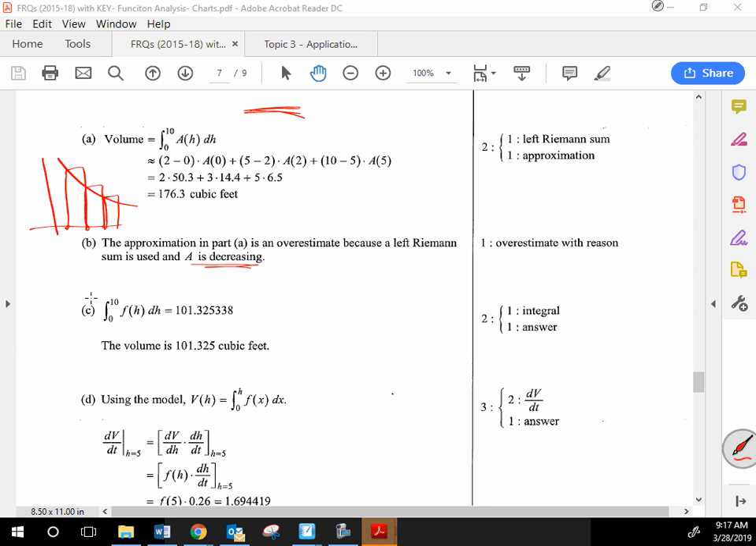Okay, do we have questions? Would you draw that to explain your answer? You can draw it for yourself, but this is not sufficient to explain. You would need to say because it's a left Riemann sum and your function is decreasing. That is what they want.